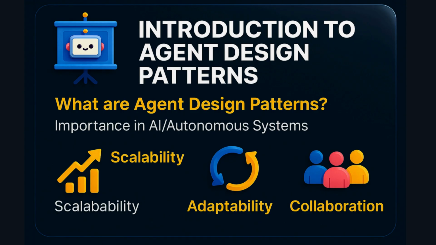Definition: it introduces the concept of agent design patterns, setting the stage for deeper exploration in subsequent slides. Second is the importance in AI and autonomous systems. It emphasizes the relevance of these patterns in modern AI applications where agents must operate independently, make decisions, and interact with other agents or environments. Third is the benefits. The slide outlines the core advantages: scalability, handling growth in complexity or size; second, adaptability, responding to dynamic environments; and collaboration, working effectively with other agents.